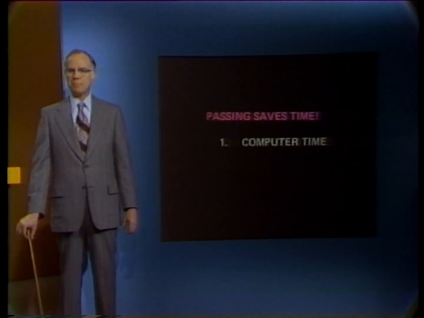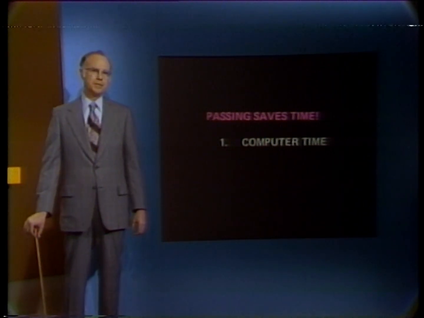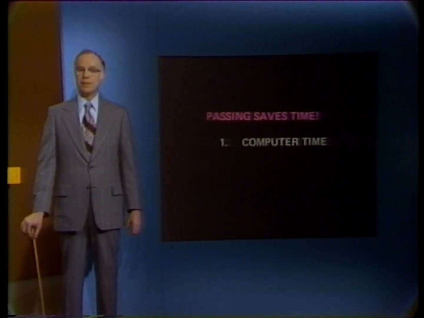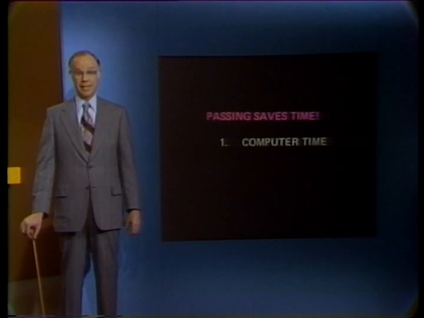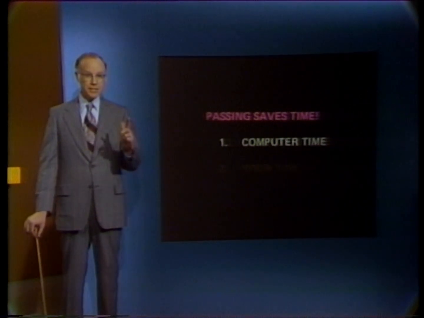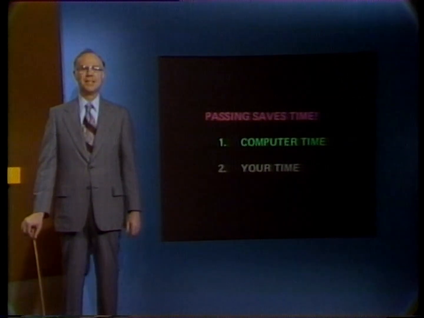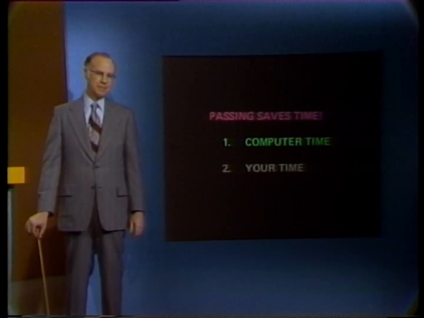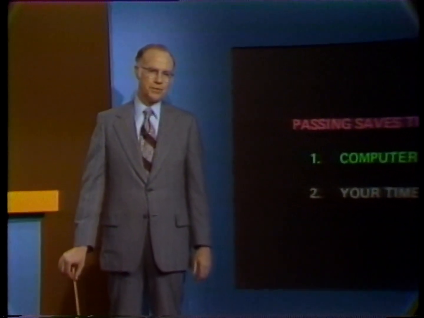Data sets that are not passed, ones that have a disposition of keep or catalog rather than pass, are deallocated at step end, and OS has to repeat the allocation process for these data sets in each step that retrieves them. Passing saves your time, because you don't code unit and volume to retrieve a passed data set. So there's less coding and therefore fewer coding errors to debug.